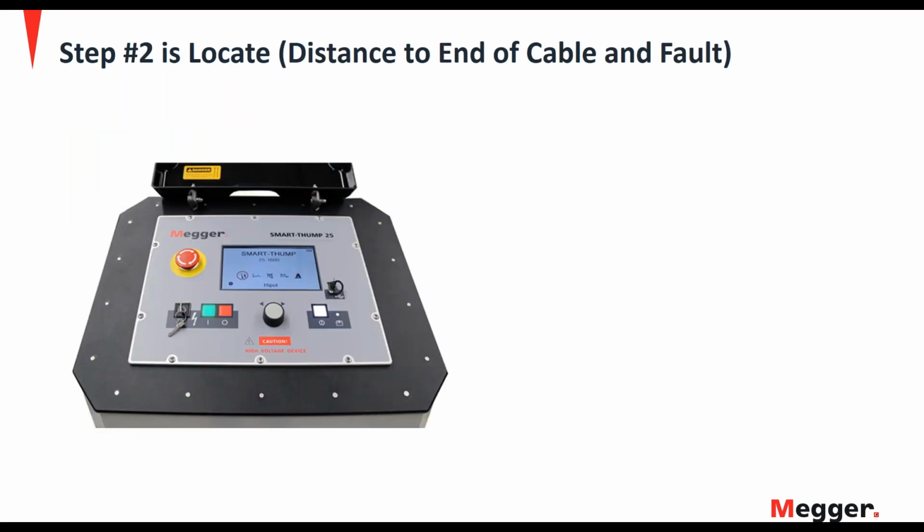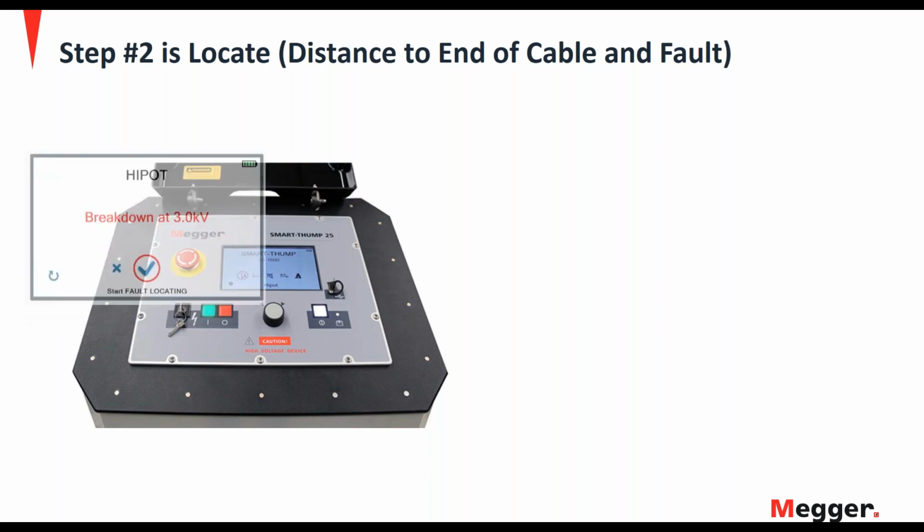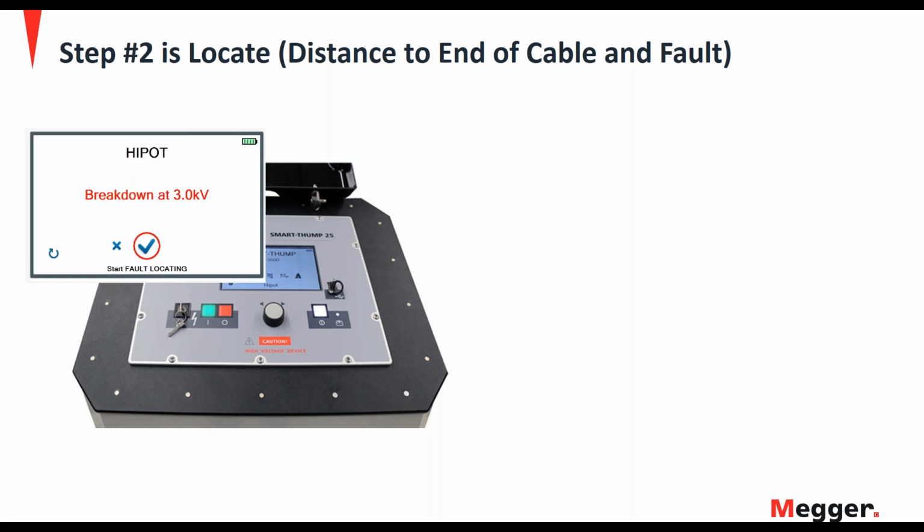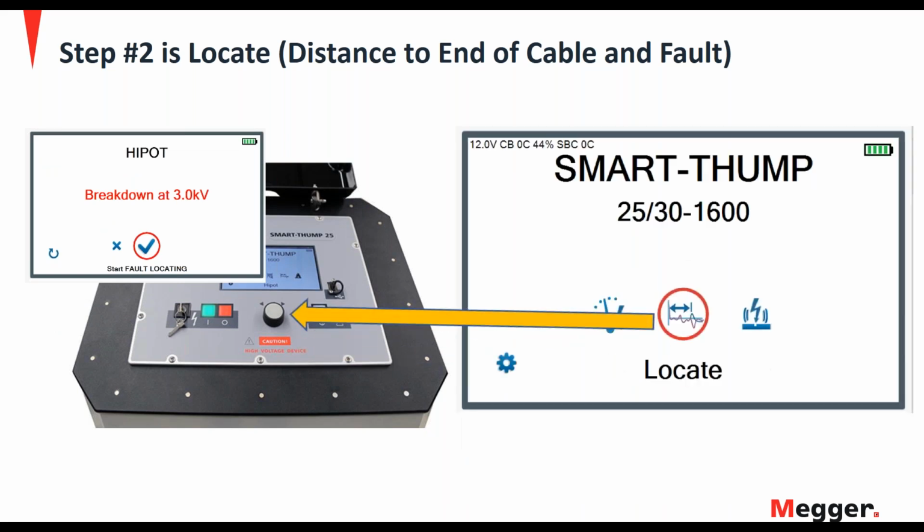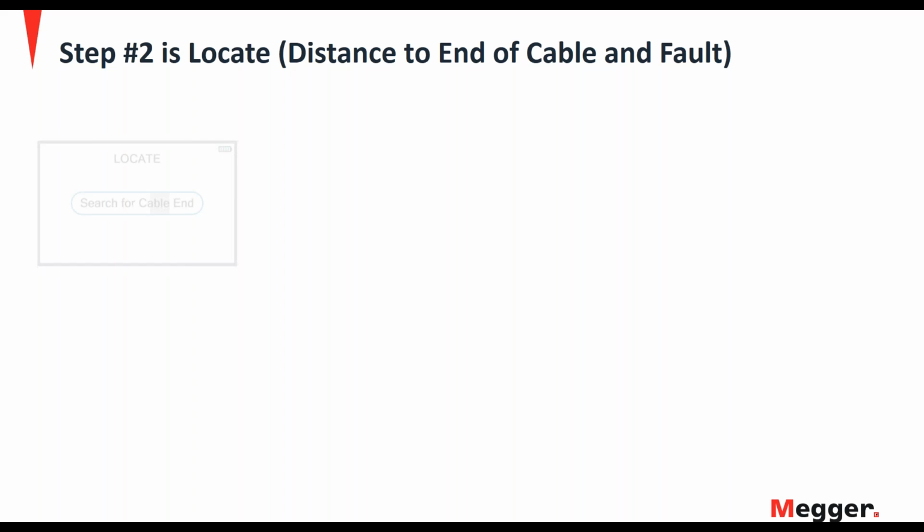Okay, so let's move to step 2. Locate: get a distance to the end of the cable and the distance to the fault. This is where we finished. We did our breakdown test, and down at the bottom, it says start fault locating. We use the single control knob, and it's going to pull us. It won't be exactly this screen, but you can see here the next step is locate. And it would look something like this.